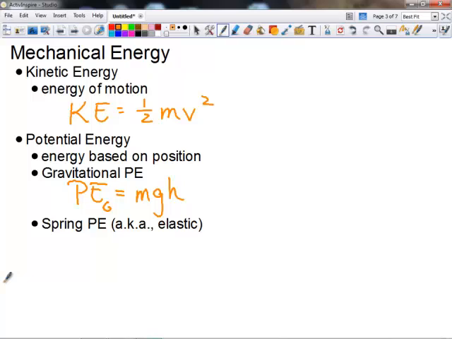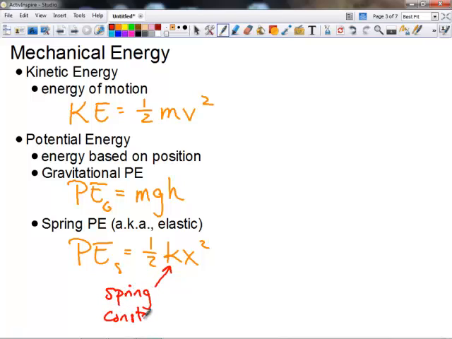And then finally, we have spring potential energy. Spring potential energy, we're going to put PE with a little s for a spring. That equals 1/2 kx squared. Now let's quickly introduce these terms. K is what's referred to as the spring constant, and x is the distance that a spring is compressed or stretched. So distance of compression or stretch.